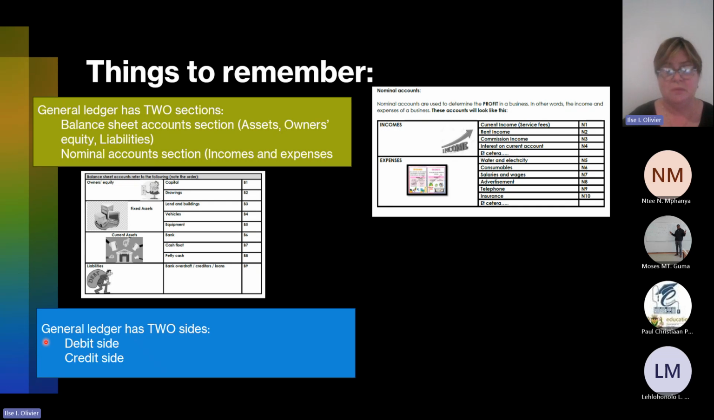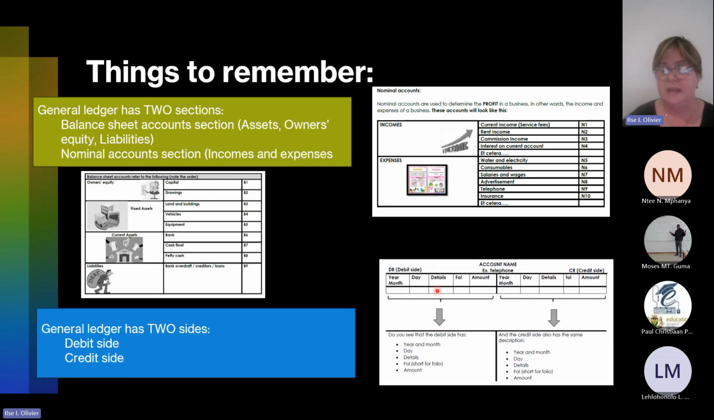Then you must also remember that the general ledger has two sides, the debit side and the credit side. If you remember correctly, your debit side has a year, month, day, your details, your folio number, and your amount. And your credit side is a carbon copy of your debit side, and it also has a year, month, day, details, folio, and amount.